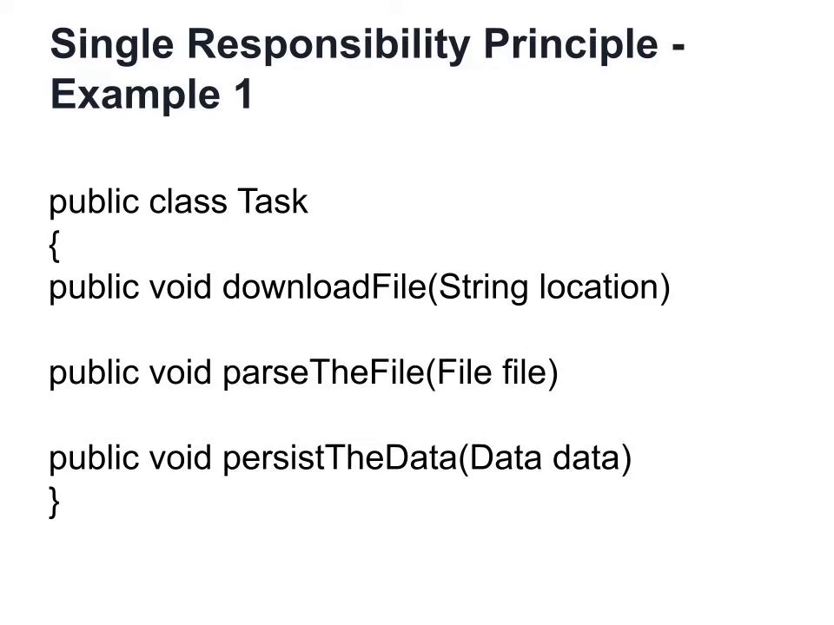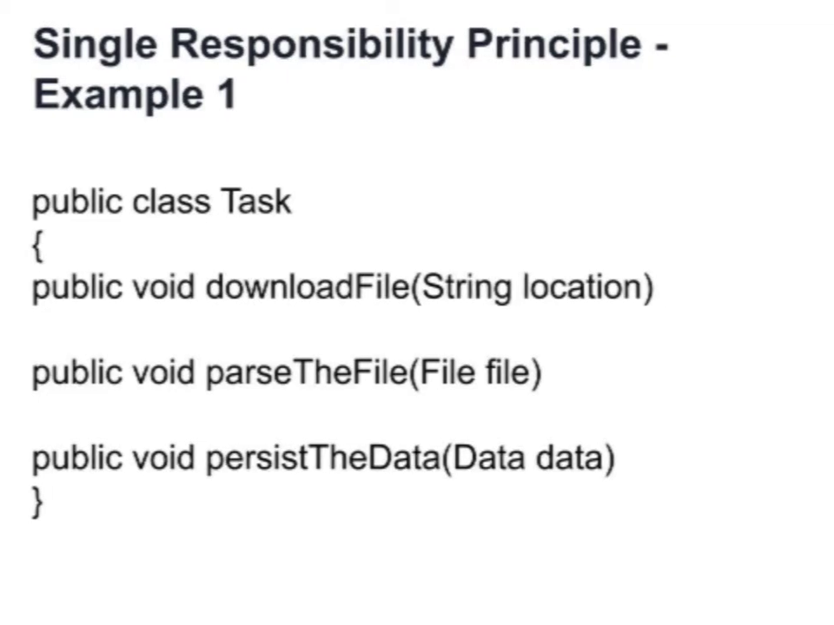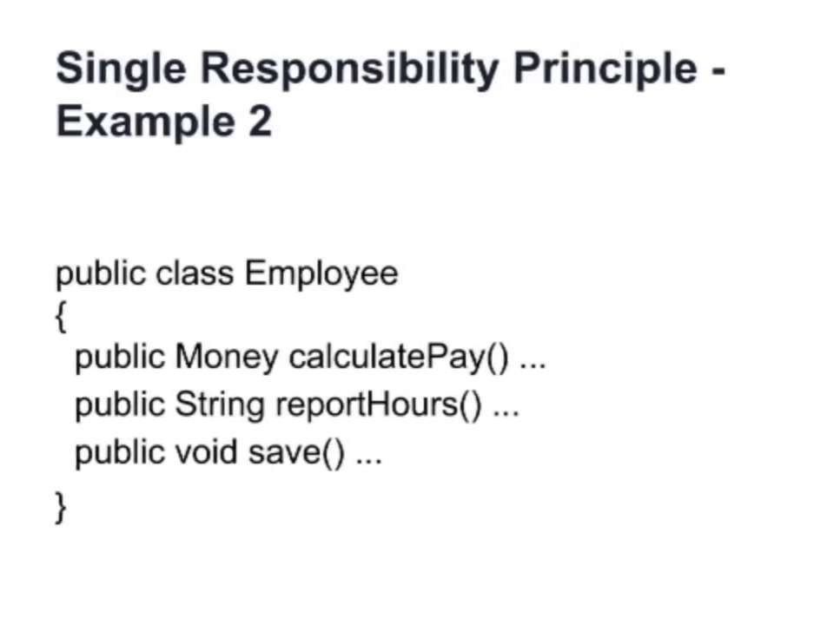Look at this specific class. It's responsible for downloading something from the internet. It's responsible for parsing something. It's responsible for saving the data to the database. Is that meeting the single responsibility principle? Will you be able to reuse this kind of code anywhere else? The answer is no.